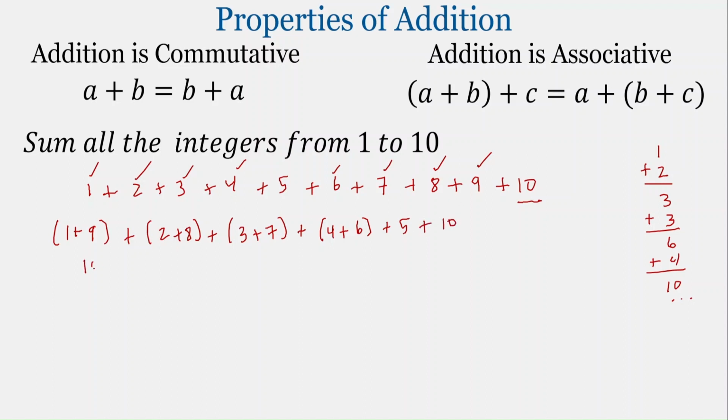So 1 plus 9 is 10. 2 plus 8 is 10. 3 plus 7 is 10. 4 plus 6 is 10. Plus 5 plus 10. So 10, 20, 30, 40, 50, and then 55.